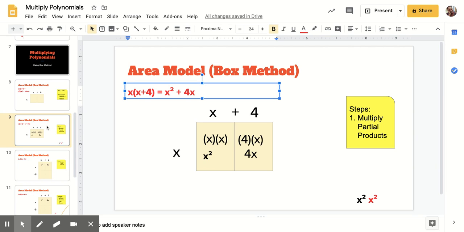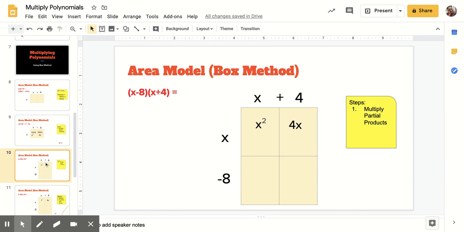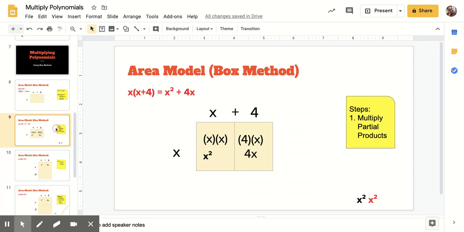Okay, so now we're going to do one that's not a monomial times a binomial. We're going to do a binomial times a binomial. And in this case, we're going to do x minus 8 times x plus 4. So first thing we do, we're going to multiply x times x and x times 4. When we multiply those two things, we get x squared and 4x. So you should notice that this is something we just did. So let's go back here. We got x times x plus 4, and we got x squared plus 4x.